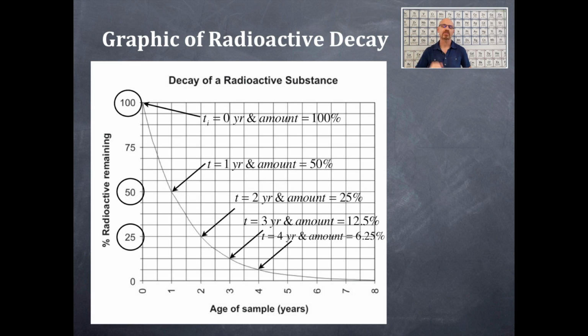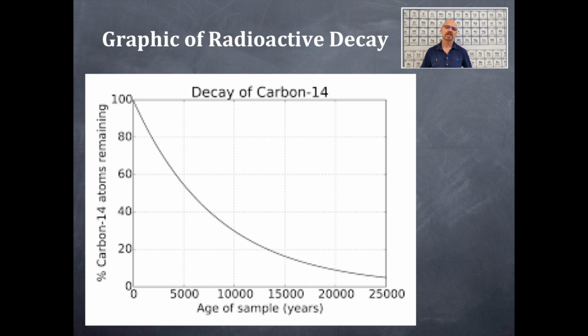Notice that I'm taking my percentages and dividing by 2 each time, dividing by 2, dividing by 2, dividing by 2. As far as the time, I'm adding the half-life together each time to the total amount of time that I have. Okay, let's do another one here, but this is for carbon-14.